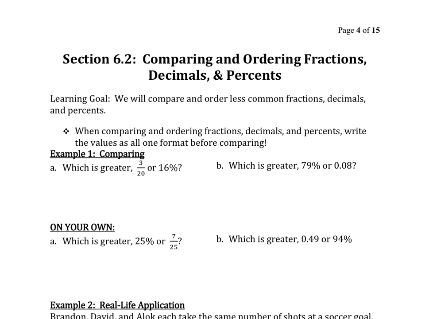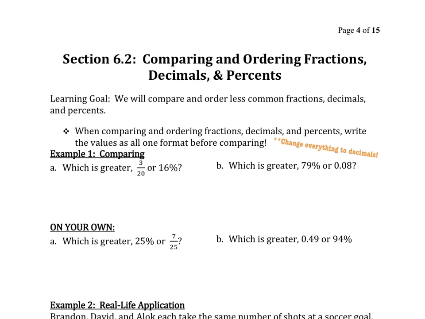So whenever you're comparing these 3 things, it's easiest if you write them all in one format before you actually compare them. Now, you may have a preference one way or the other, but I will tell you that usually decimals are the way to go. Since we now have access to our calculators, this makes everything 1,000 times easier. So for this first example, they want to know which is greater, 3 over 20 or 16%.